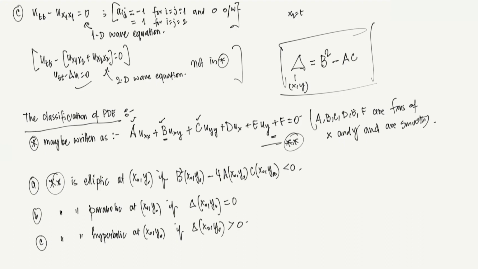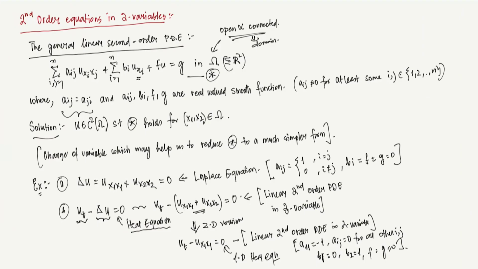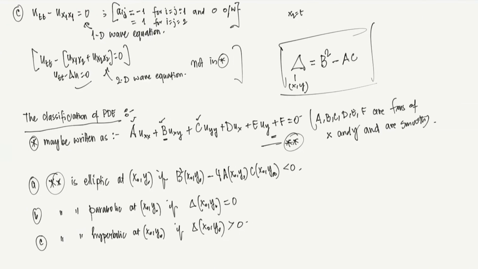Okay, so let's look at some examples of elliptic, parabolic and hyperbolic equations. The last 3 examples which I gave, Laplace, heat and wave, are actually the prototypes of an elliptic, parabolic and hyperbolic equation. I will give you an example to see why this is true.